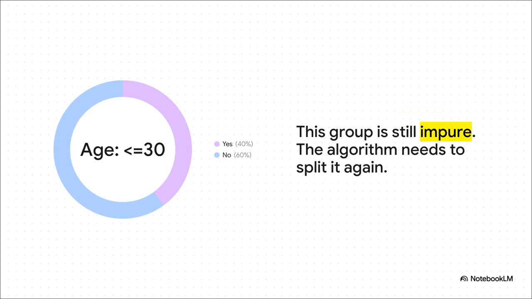But now, compare that to the group of customers who are 30 or younger. It's still pretty mixed, right? Some bought a computer, some didn't. In other words, it's impure. And this tells the algorithm, okay, my job isn't done here yet. It needs to keep asking more questions to try and split this group up even further.